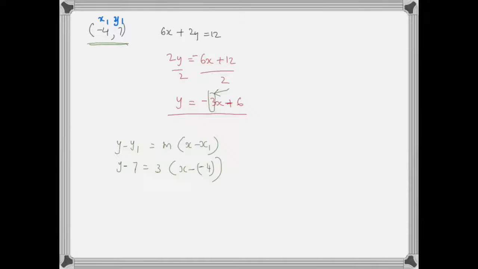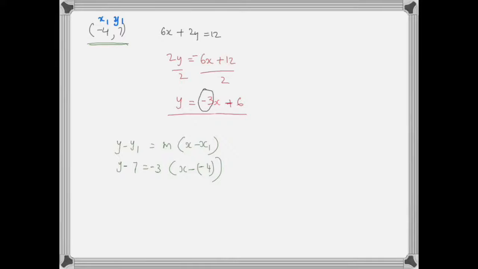Actually, the slope is not 3. The slope is negative 3. Let me take a step back. I think I made a mistake here. This is negative 3x, so the slope is negative 3.